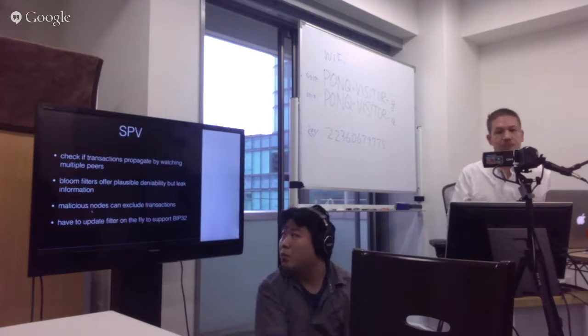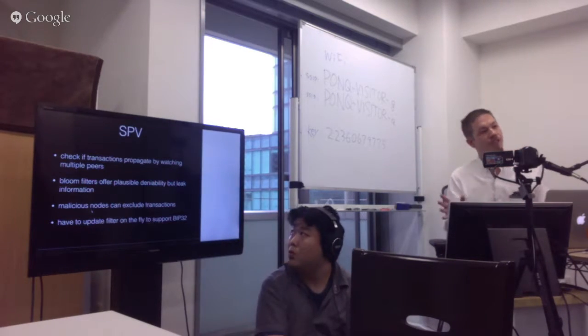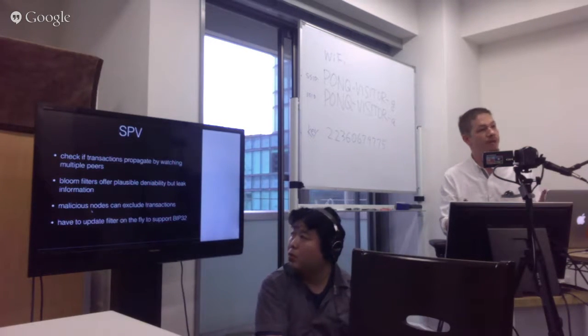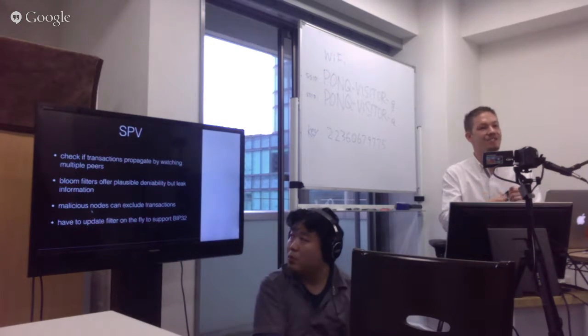And what it can do is see if a transaction propagates across the Bitcoin network. So when you send a transaction, it sends it to 2 of the 3 nodes, and then it watches the third node to see when the third node reports it back to the wallet. Then it knows that, okay, this transaction has successfully propagated across the network with some degree of probability.